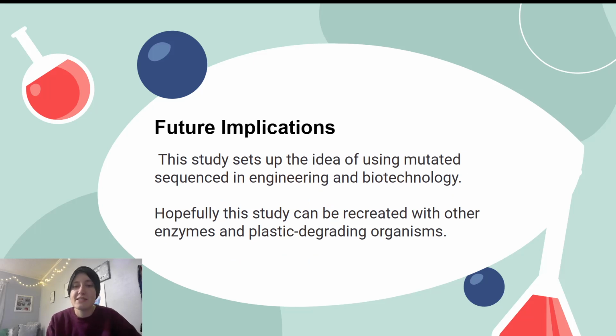The future implications of the study are that the study sets up the idea of using these mutated sequences in both engineering and biotechnology, and we have seen a lot of research recently that looks at various bacteria species and enzymes in bacteria that break down various types of plastic. So not always PET, sometimes we're looking at things that break down polyethylene, for example, but there's also numerous other polymers that are associated with plastics, and numerous other bacteria that are associated with degrading those polymers. And so being able to apply this idea of mutating sequences that we find in nature could be applied to all of these other bacteria and all of these other types of plastics.